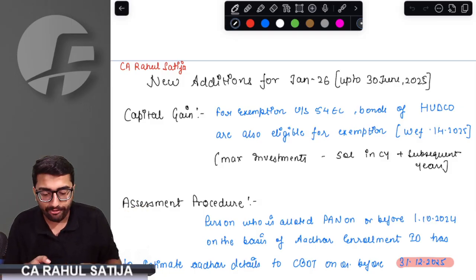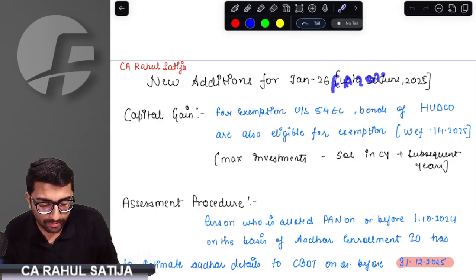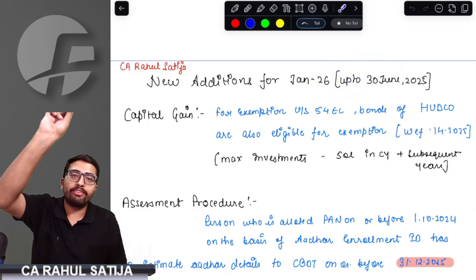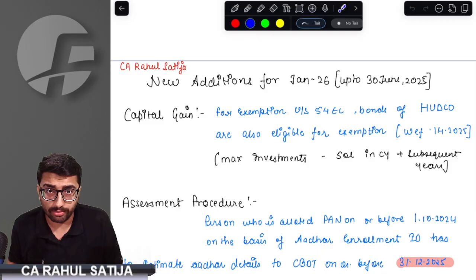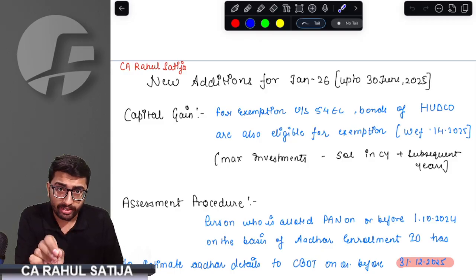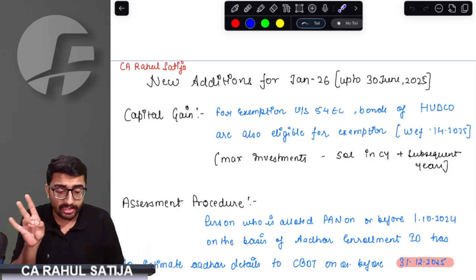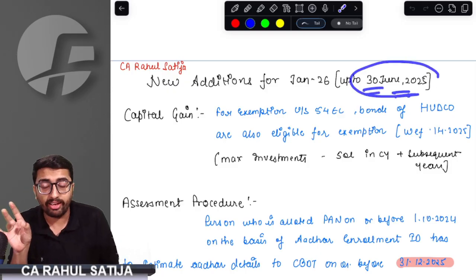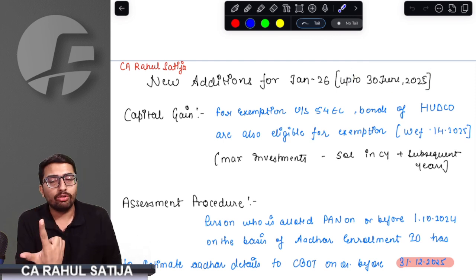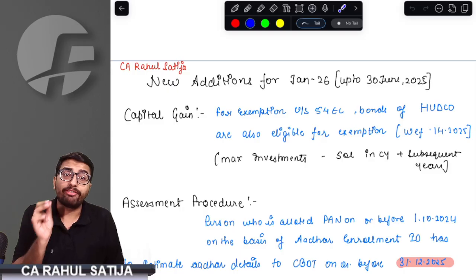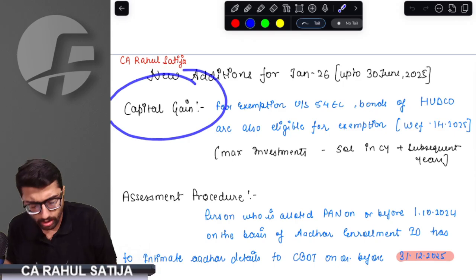First of all, you need to understand that if your attempt is in Jan 26, Finance Act 2024 is only applicable. Finance Act 2025 is not applicable. And whatever amendments, circulars, notifications, and judgments that have come up to 30th June 2025 are applicable for your attempt. Okay, sir, got it. What all amendments?